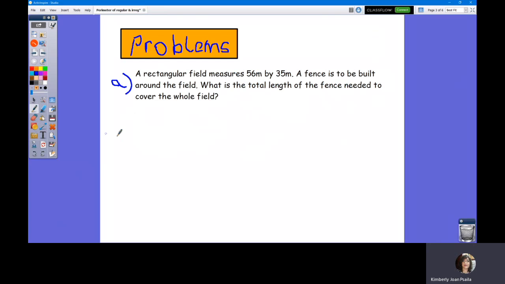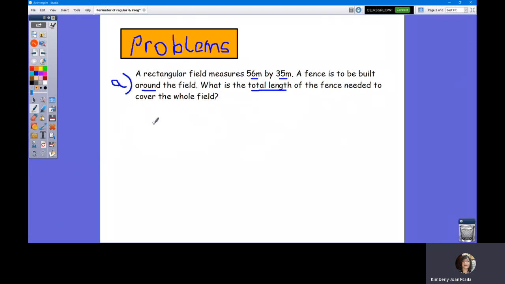Let us take a look at some problems. A rectangular field measures 56 meters by 35 meters. A fence is to be built around the field. What is the total length of the fence needed to cover the whole field?